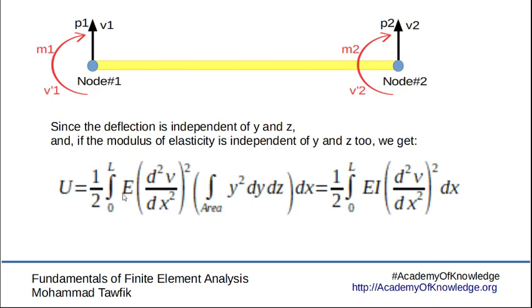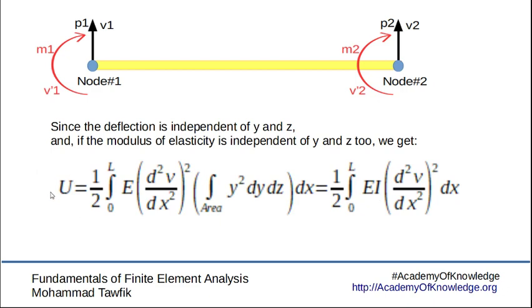And if we assume that E is also constant, so we have a homogeneous cross-section, E does not change with y and z either. We end up with an integration over the area of y squared dy dz, which is the definition of the second moment of area of the cross section around the z axis. It's usually referred to by Iz or Izz, or simply I for this problem, because we are only dealing with beams in two dimensions. So we have the very famous expression for the bending stiffness, EI, appearing here.